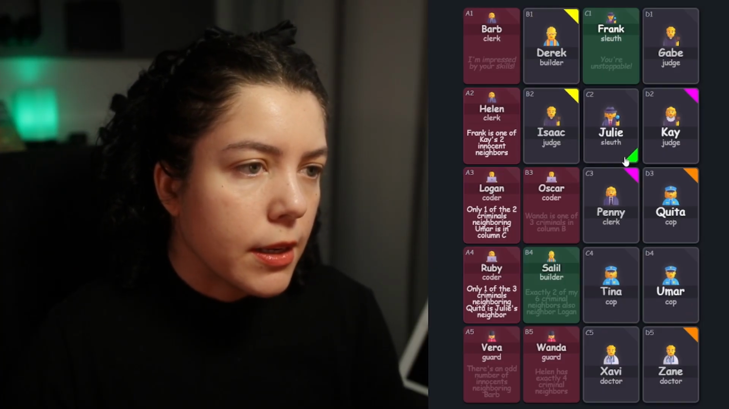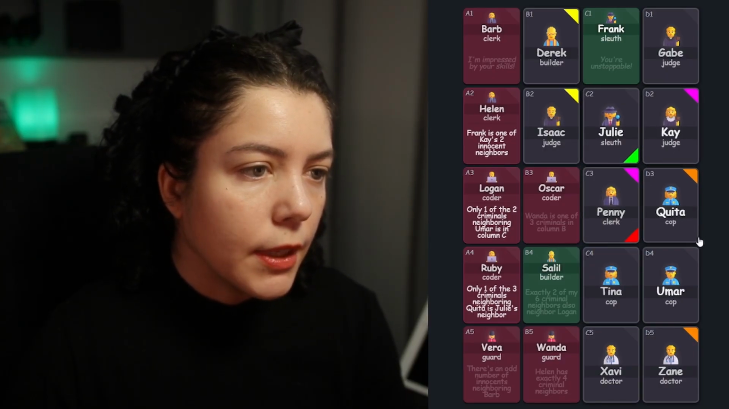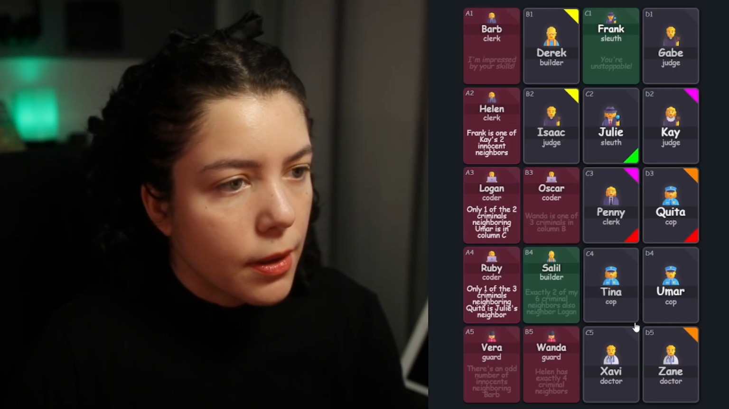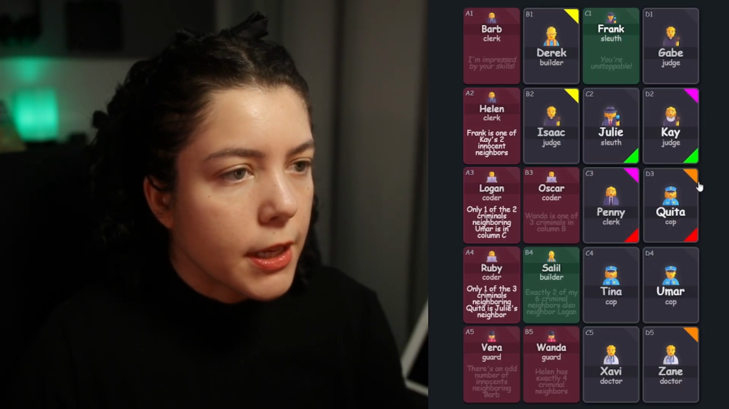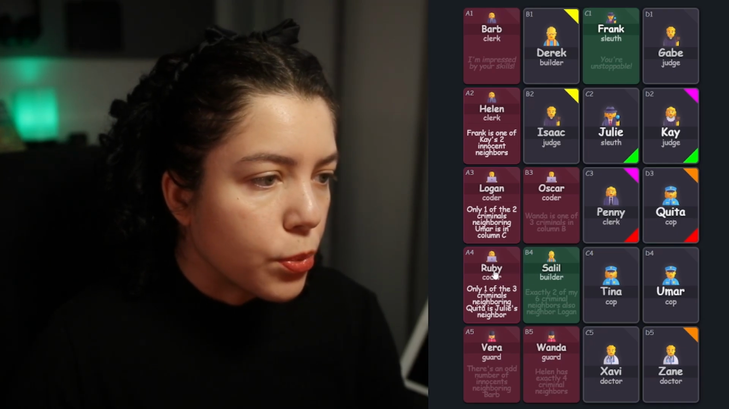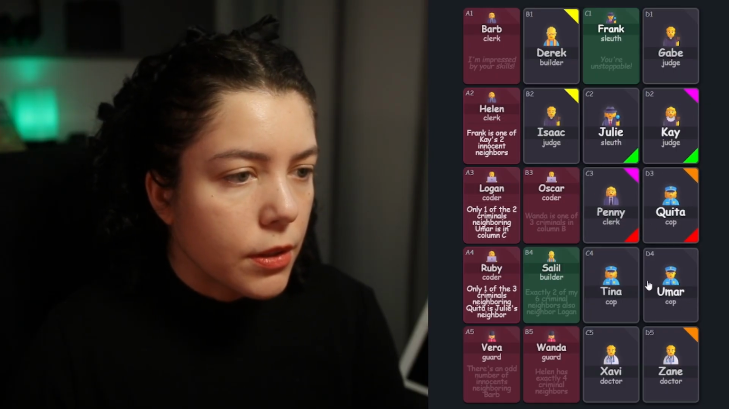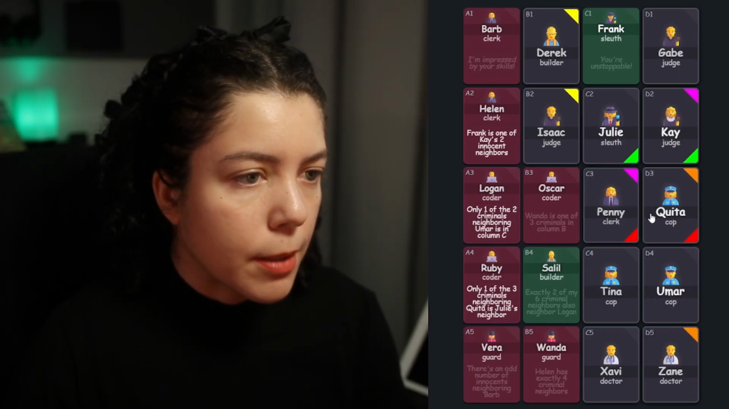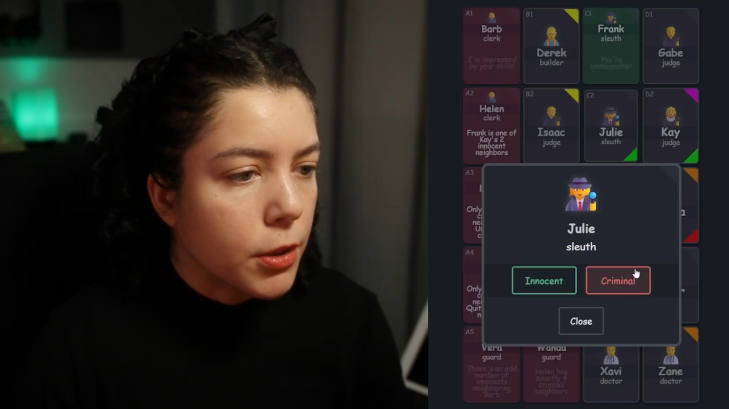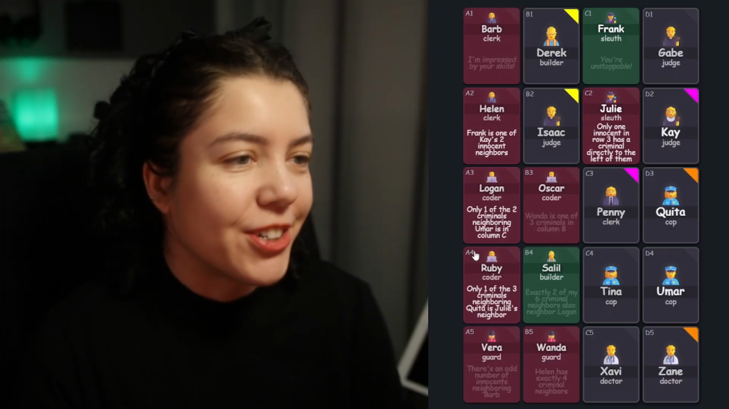Can Julie be an innocent ever? Because Julie being an innocent makes Penny and Kita criminals? And now there's no way for Kita to have 3 criminals neighboring her, which she needs, according to Ruby. Because that's Umar's 2 criminal neighbors here. So that blocks Kita. So we know that Julie is a criminal. I sounded so unsure of that, but I was sure, sorry.